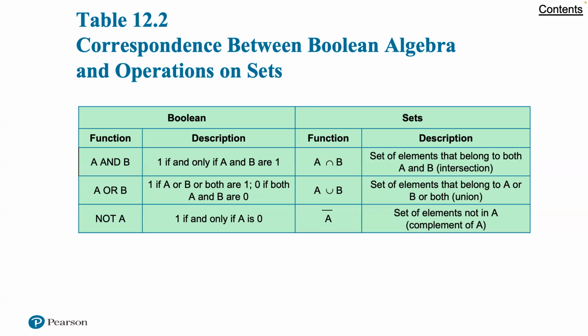The union of two sets A and B is a set of all the elements that belong to A or B or both. The operation is designated with the operator U. For A and B defined in the preceding paragraph, A union B is 1, 2, 3, 4, 6, 8. Union corresponds to the Boolean operator OR.